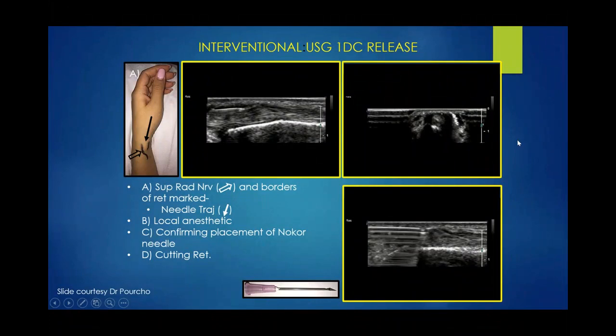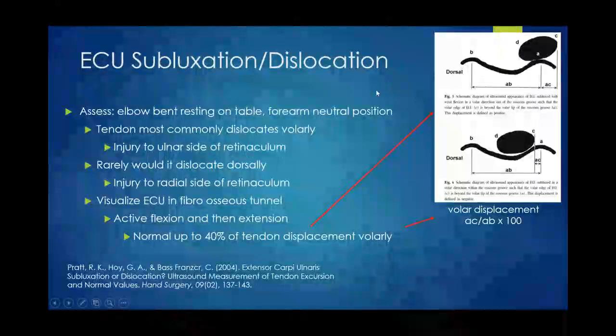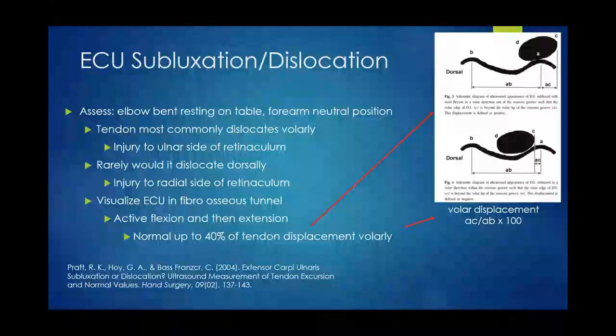The extensor carpi ulnaris, in addition to becoming entrapped or causing stenosing tenosynovitis, can also dislocate or sublux. This usually involves injury to the overlying retinaculum through a forced supination pronation maneuver, which may be seen with activities such as tennis. The patient would complain of painful snapping along the ulnar aspect of the distal forearm or wrist area.